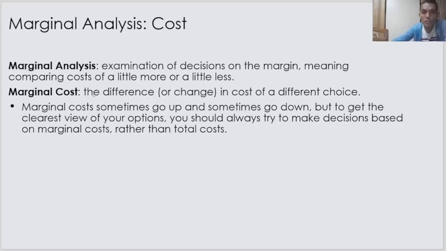Okay? So we have the marginal cost. This is the difference or pagbabago or pagkakaiba ng cost ng dalawang pinagpipilian mo. So example, nag-aral ka ng business analytics, nag-aral ka ng agri, alin sa dalawang mas magastos sa tuition fee and lahat na ng gastos mo sa pag-aaral. So yun yung i-compare mo sa dalawa.